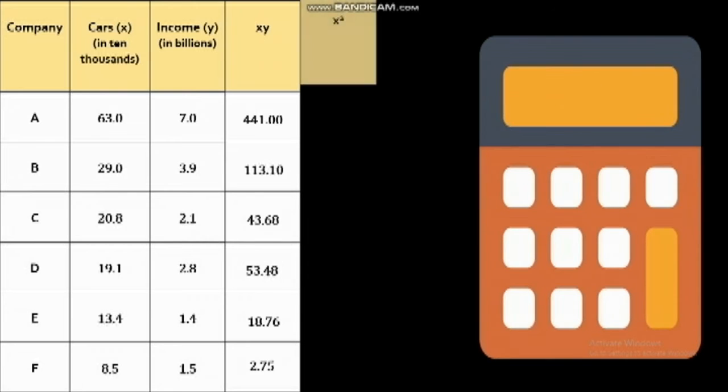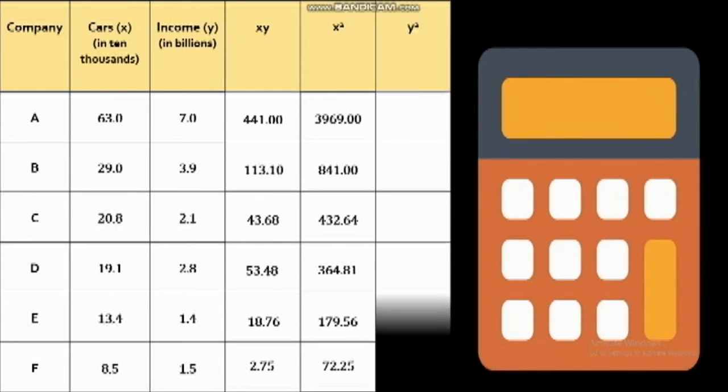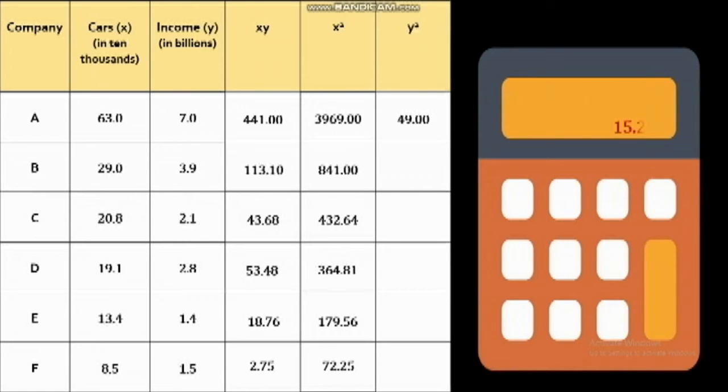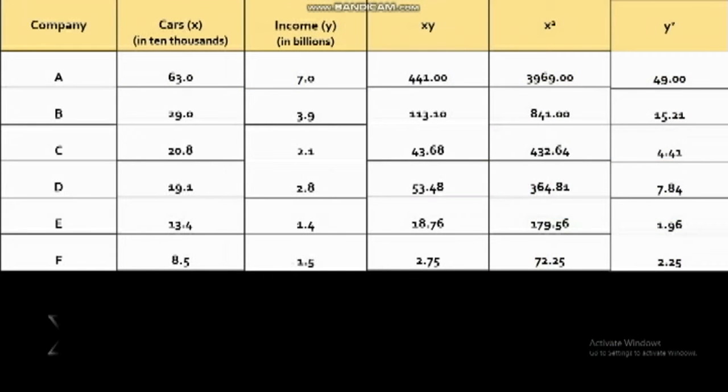Next is the column of x squared, by squaring the given value in the x column or by multiplying the number to itself. And lastly, the y squared column, where you will square the given value in the column of y. Now that we have completed the data in the table, at this point, we have to compute for the summation of each column.